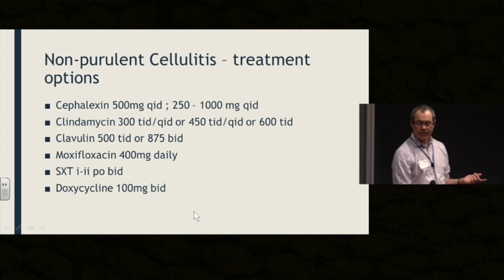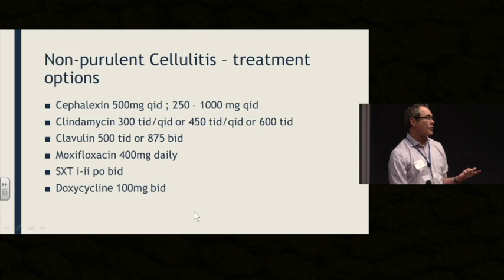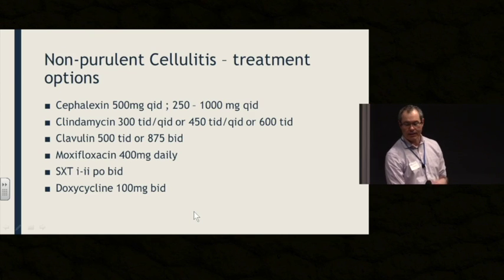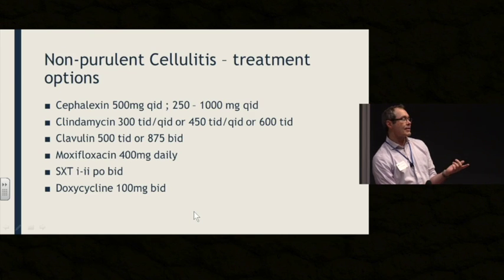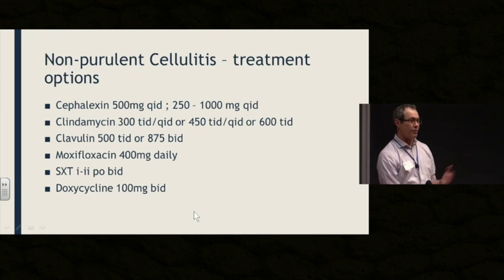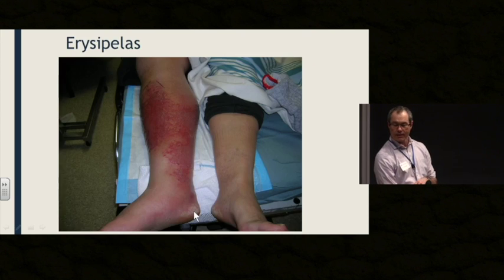Bactrim is excellent for Staph aureus, but not so good for strep, and I wouldn't use Bactrim alone to treat non-purulent cellulitis. Doxycycline, similarly, lacks some efficacy against strep, and I don't usually use it alone for non-purulent cellulitis. Those are going to be used more in purulent cellulitis.